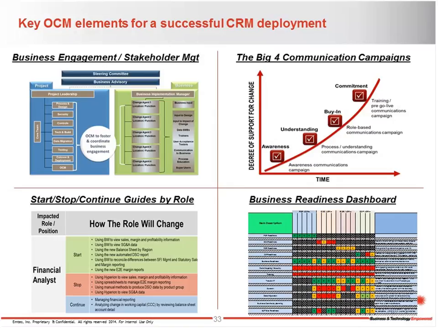On the bottom left is one of the tools that I described in the buy-in campaign. This is something called a Start, Stop, Continue guide. We talked earlier about the swim lanes and the process flow, and those swim lanes illustrate each business role. So what this guide does is, for each business role, we say: what are the activities you're going to start doing in the future that you were not doing before? What activities were you doing that you're going to stop doing? And what activities are you going to continue to do?